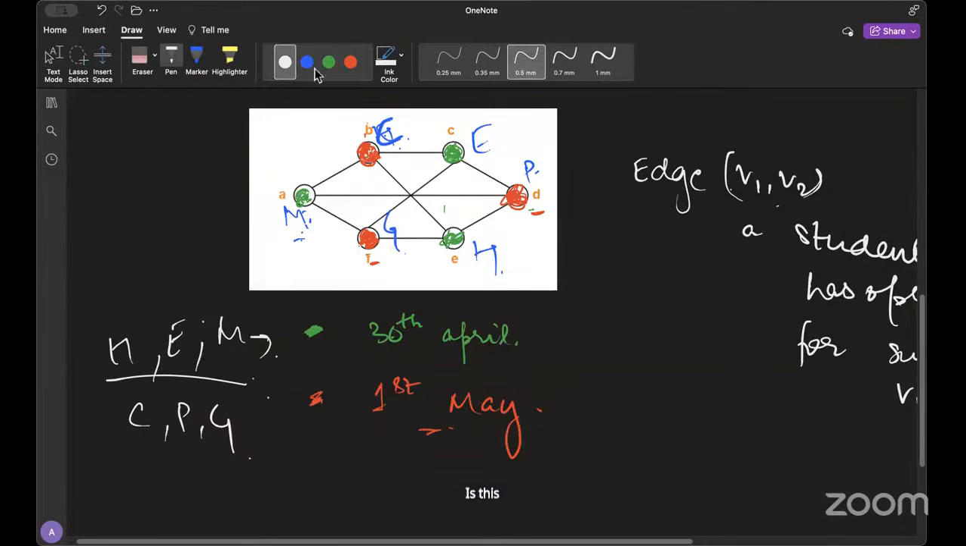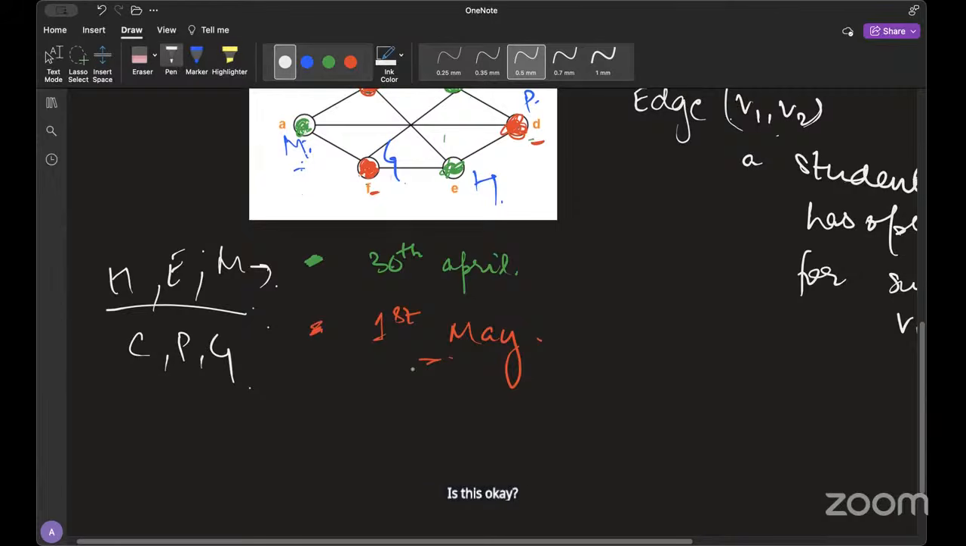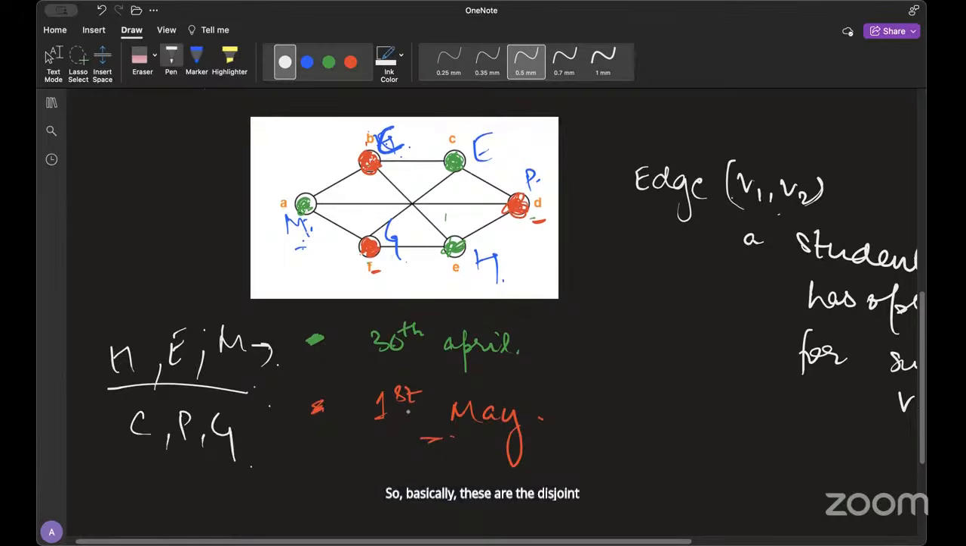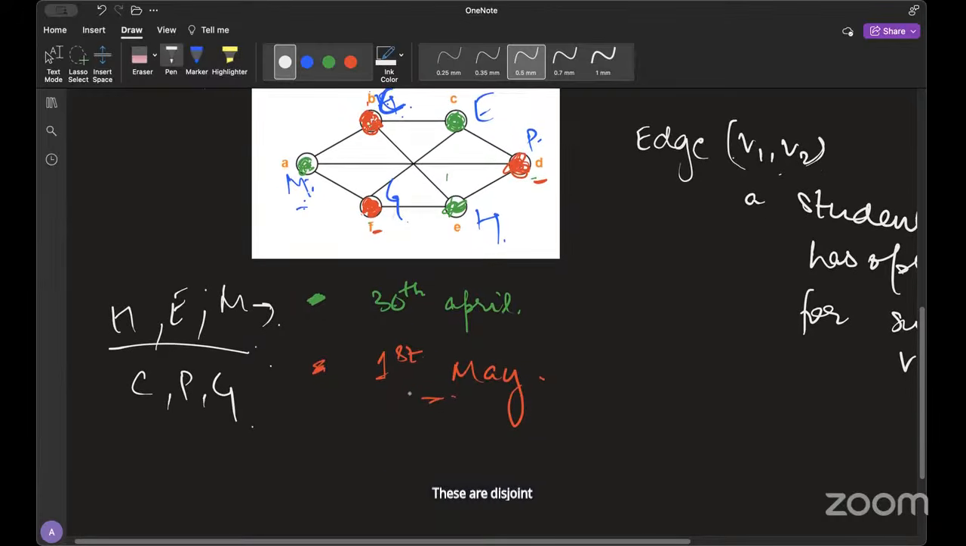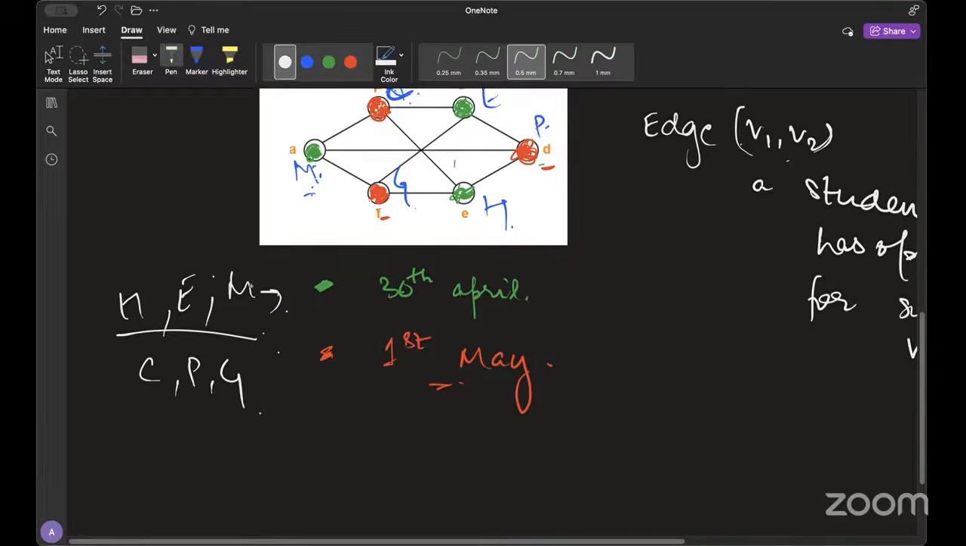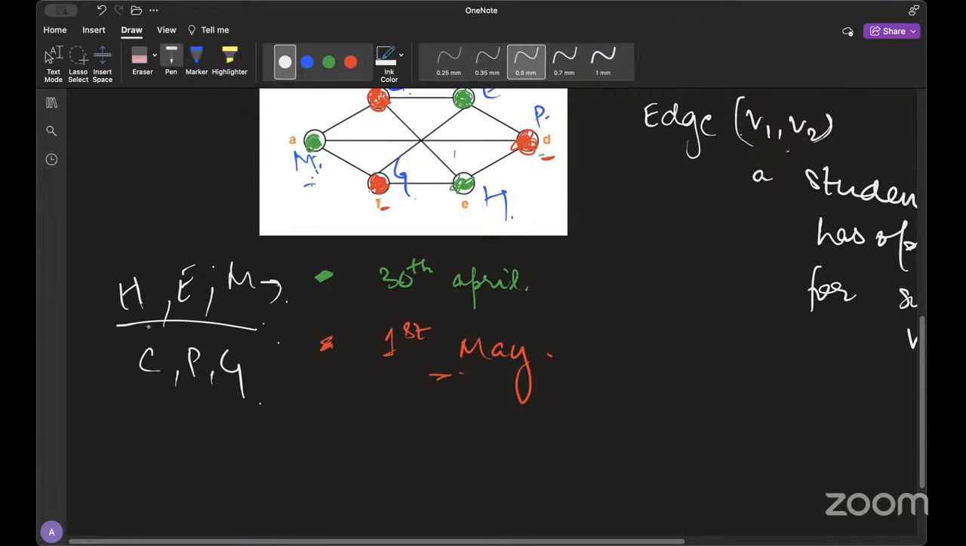Is this okay? So basically, these are disjoint sets, but this is not about the sets. It's about coloring them in such a way that no two that share a common edge have the same color. That's it. You can see it that way too. That's also fine. Can we move to the next topic?